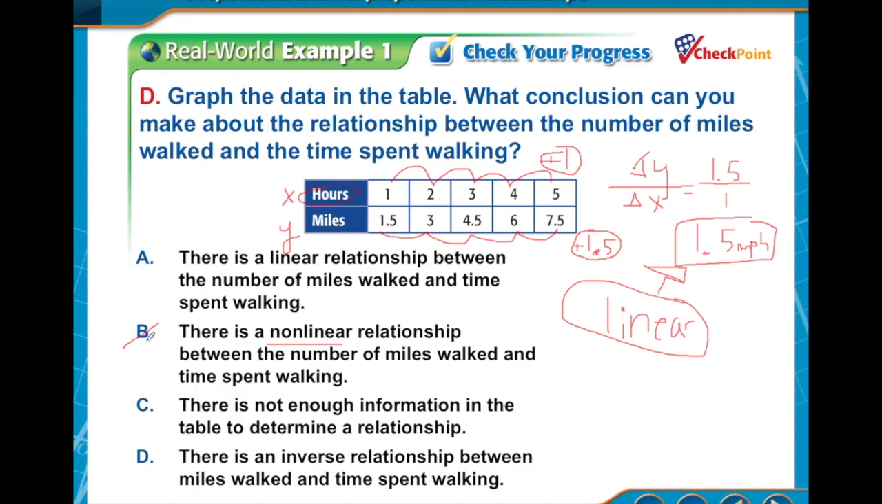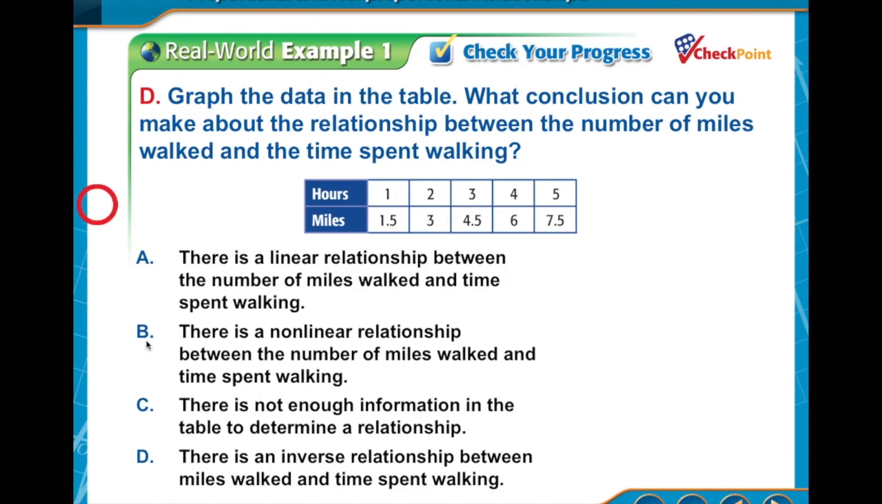Now we said we know it's linear. So looking at the available choices, only one of those makes sense. And we know it has to be A. So this is a linear relationship between the number of miles walked and the time spent walking because they're increasing at a constant rate for both variables. So have linear relationship down for 1D.